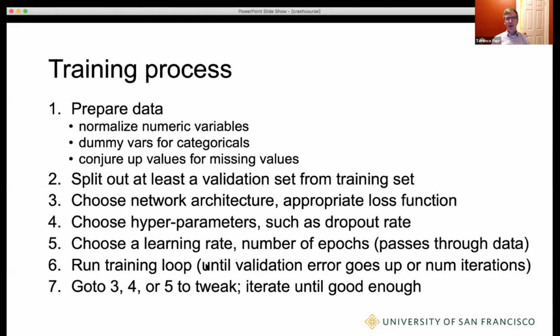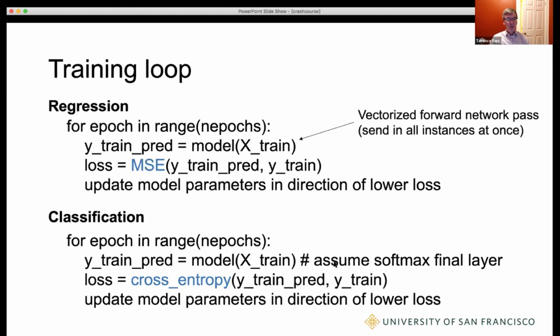You run that training loop until your validation error starts to go up, or you get bored and you run through a number of iterations. Then you're going to do a lot of tweaking. You're going to sit in this training process and keep tweaking stuff until you get something you think is good. Okay, so what does the training loop look like?